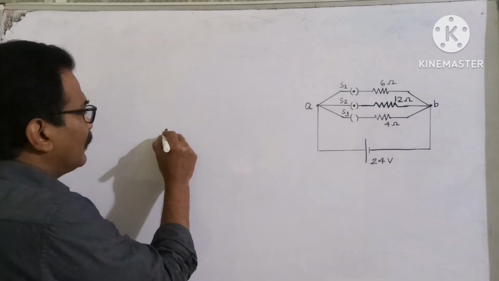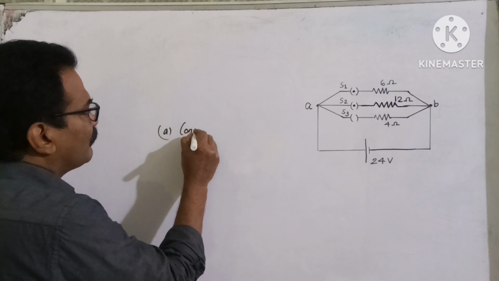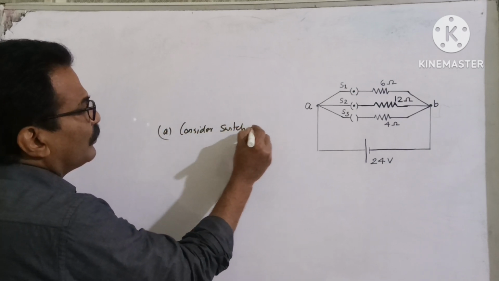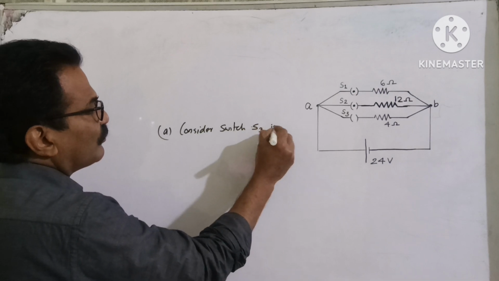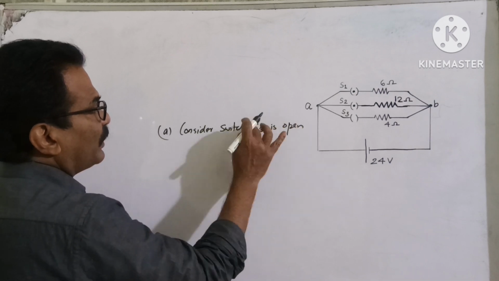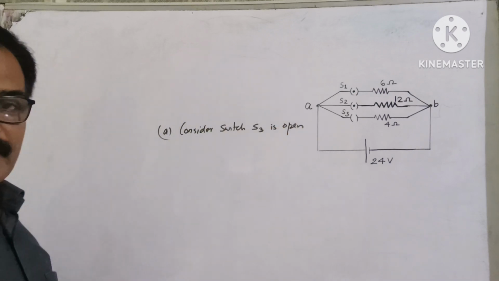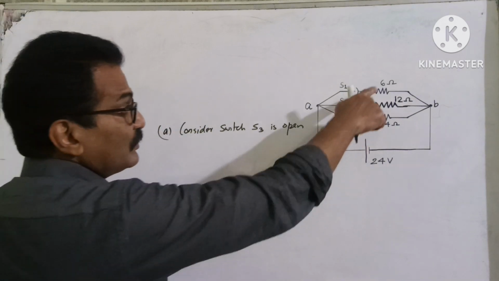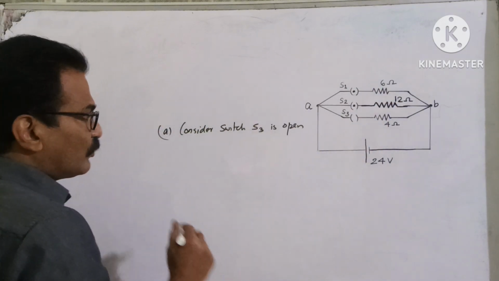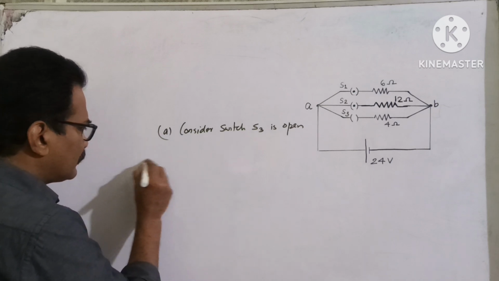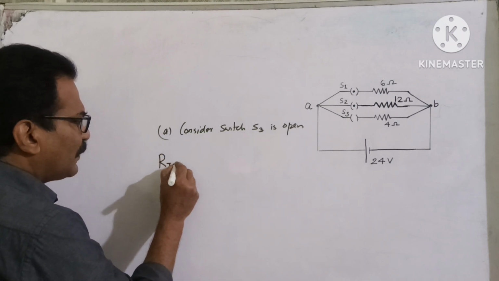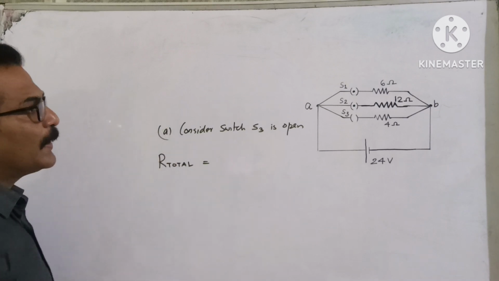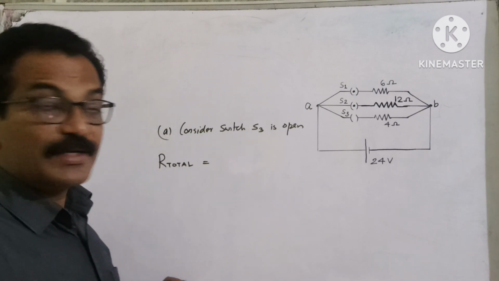Let us check it. Consider switch S3 is open. Then two resistors are there in the circuit now. This 6 ohm and this 12 ohm. So what will be the total resistance? Shall I write R total? Total resistance R total. How will you find that?